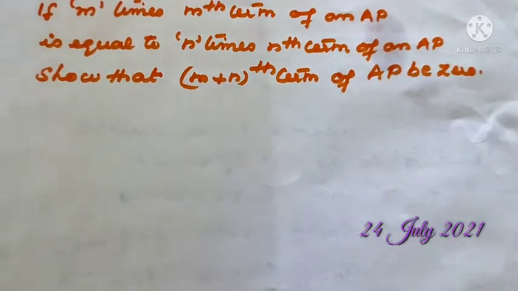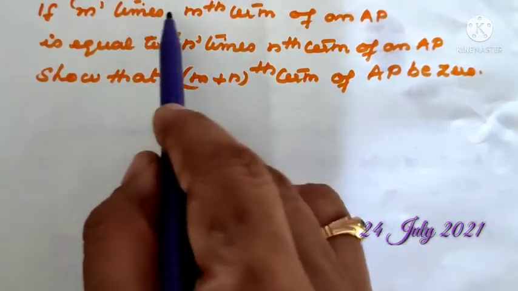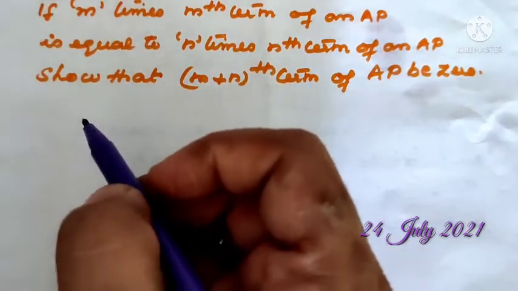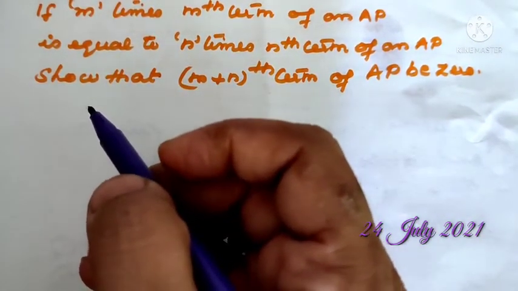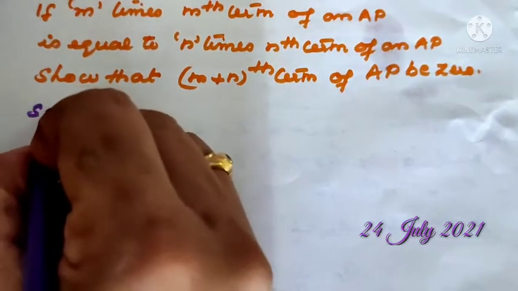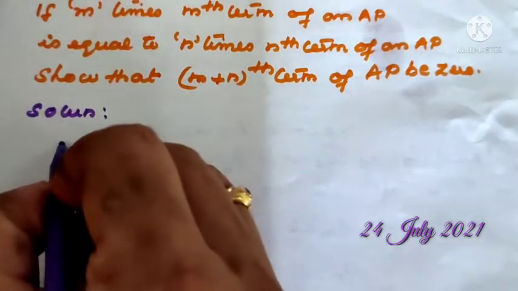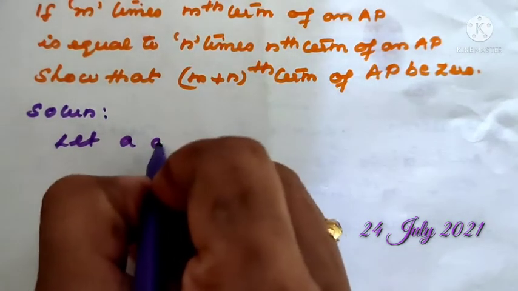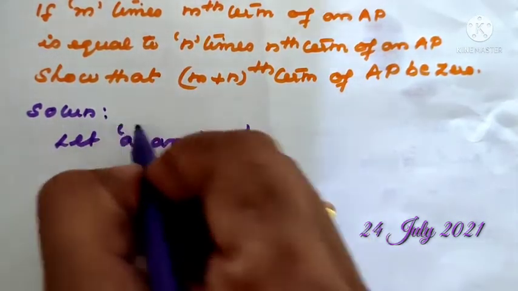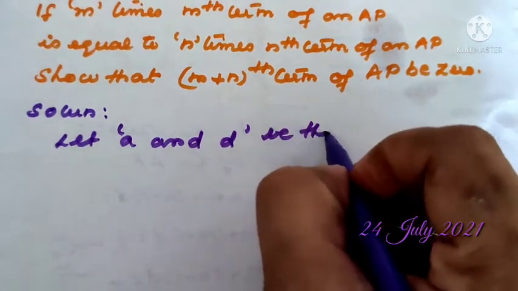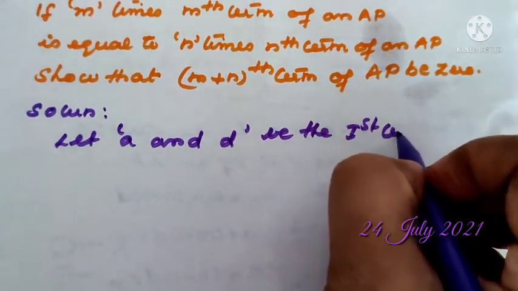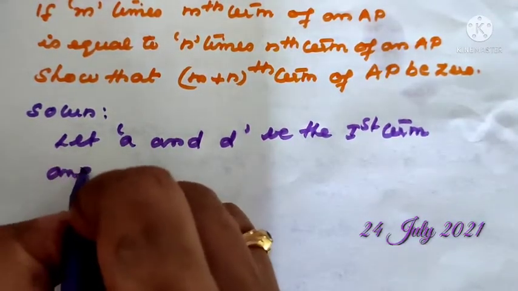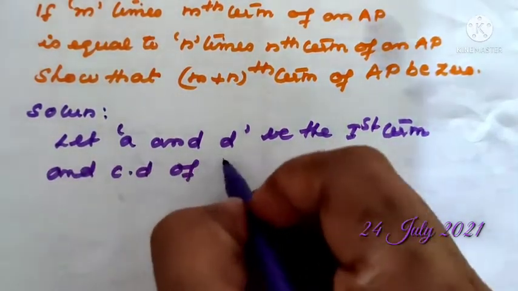m times the mth term of an AP equal to n times the nth term of an AP, show that the m plus nth term of the AP is 0. So here m times the mth term, so we will take that a and d are the first term and the common difference of the given AP. That should be the starting point of our question always. Let a and d be the first term and common difference of the given AP.